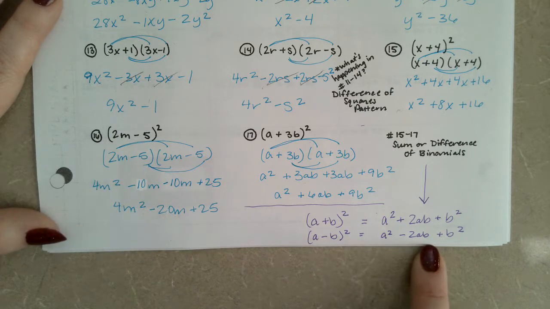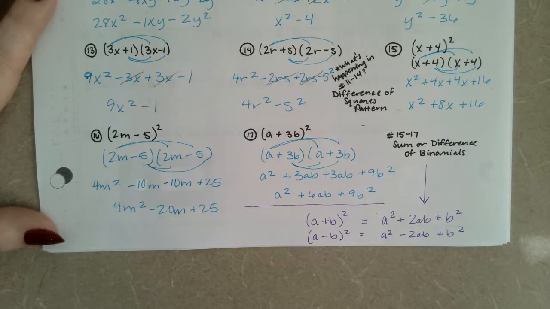You don't have to have these memorized at all because they just show up as you do your foiling, but just know that this pattern does exist in how sum and difference of binomials work.